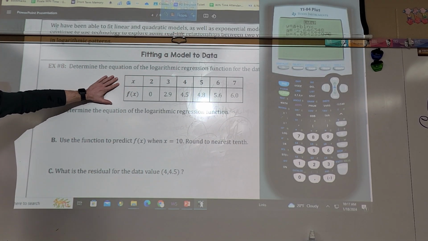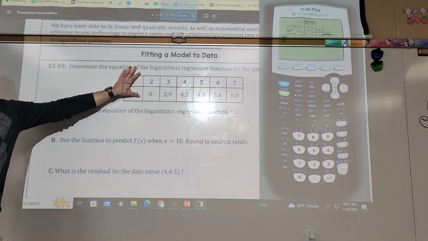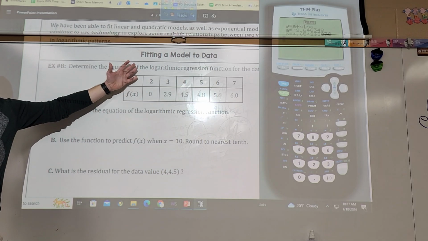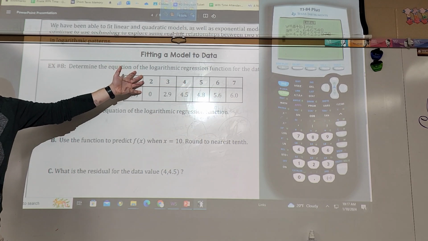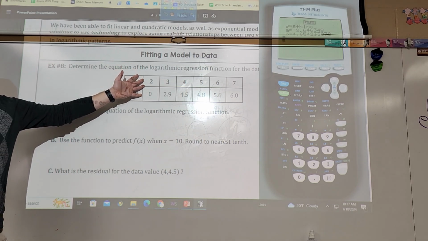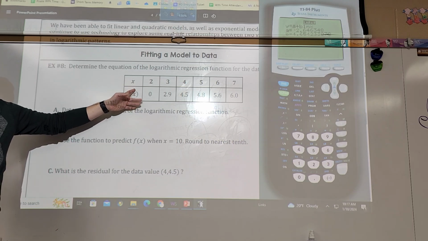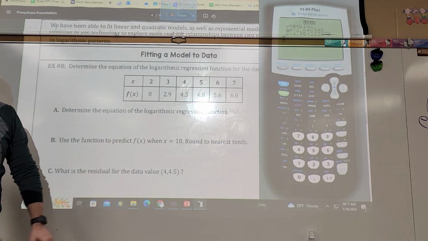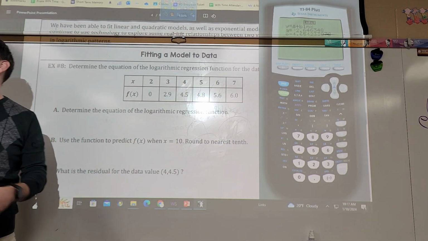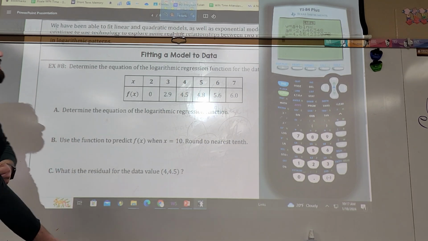So get used to it. If you see this and you need a regression function, you're going to do the same thing. Now, if it's quadratic or logarithmic or exponential or linear, I don't know if at the end they'll tell you which one it is. You might have to figure it out. But this one, so far most of the questions I've seen, they tell you, find the logarithmic regression, find the exponential.